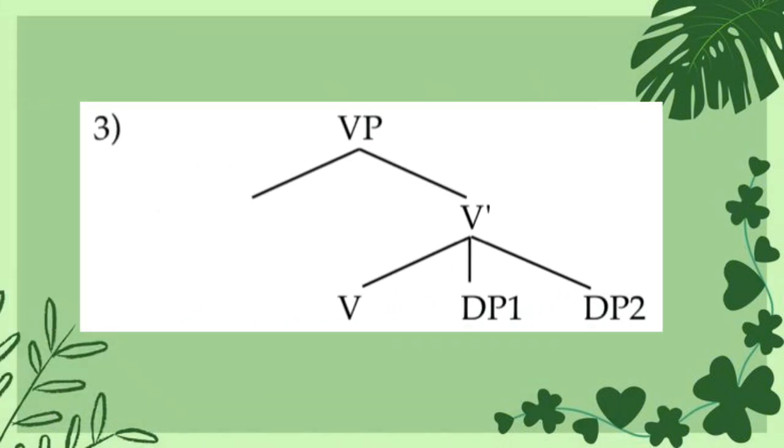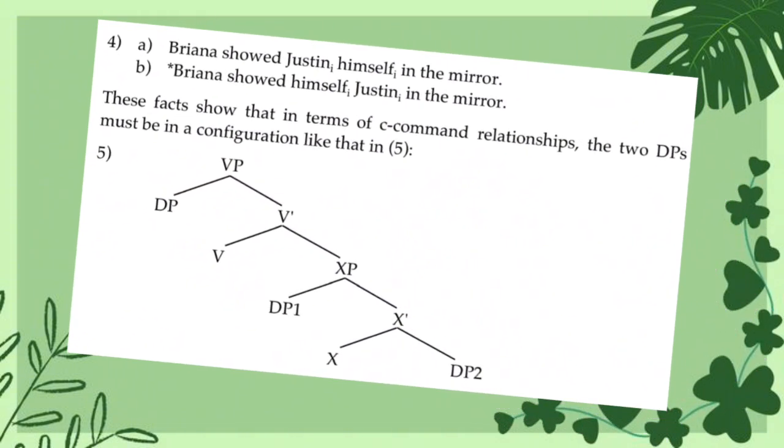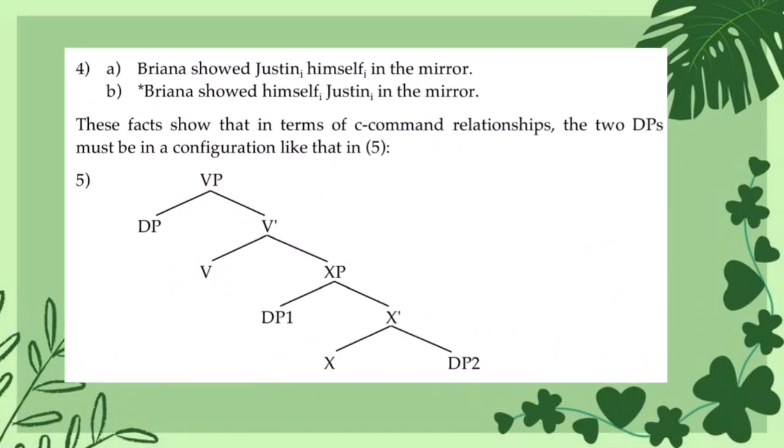If you see this illustration right here, even if we were to allow ternary branching as in number 3, a different problem emerges. In 3, the two DPs c-command one another. Thus, we might expect a symmetry between them in terms of binding relationships. We have here another illustration. As you can see, the indirect object Justin can bind a direct object anaphor, but the reverse is not possible. If the structure of the sentence were just like number 3, then the anaphor should be able to appear in either position because the two DPs symmetrically c-command one another.